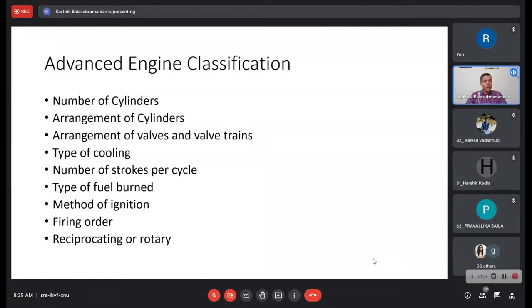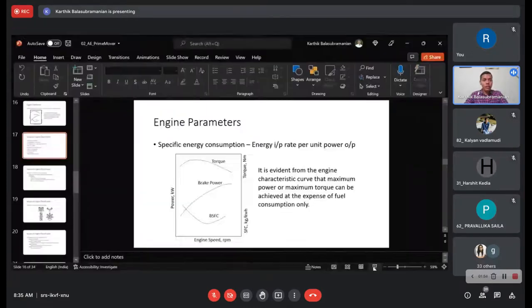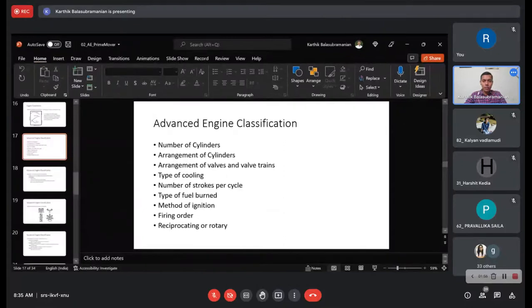And then you have type of fuel burned, right? That also we discussed already, whether it's diesel or petrol, or there can be CNG or several other types of fuels that may be used. So method of ignition, again, whether it is compression ignition or spark ignition, right? So either of the cases we can consider.